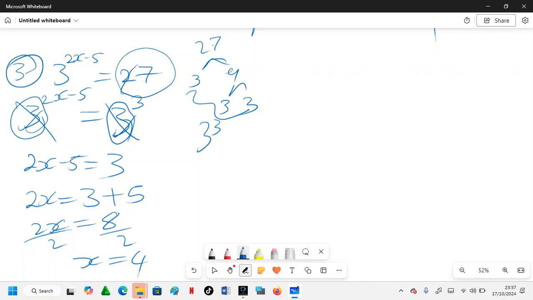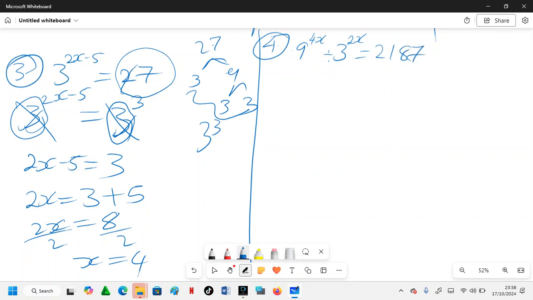All right, we can look at the fourth example. The fourth example is 9 to power 4x, and then divided by 3 to power 2x is equal to 2187. Again, pause the video, try solving it, and see if you get the answer.